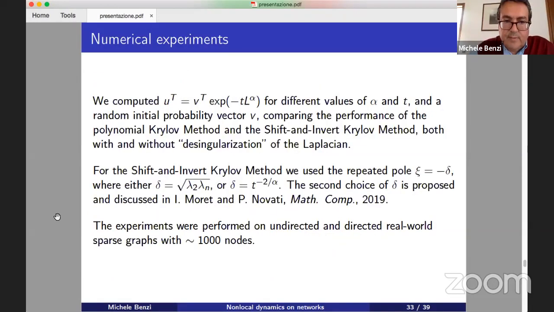So let me show you, to finish, some experiments. We focus on the exponential of minus t L to the alpha, with different values of alpha and t. We use the polynomial Krylov method and the shift-and-invert Krylov method, both with and without this rank 1 modification of the Laplacian. For the choice of poles, we use the repeated pole c equal to minus delta, where delta is either the square root of lambda 2 times lambda n, or delta is given by this power of t, the time variable. This second choice is proposed by Moret and Novati in a recent paper in Math Comp, and it has the advantage, of course, of not requiring knowledge of the eigenvalues.